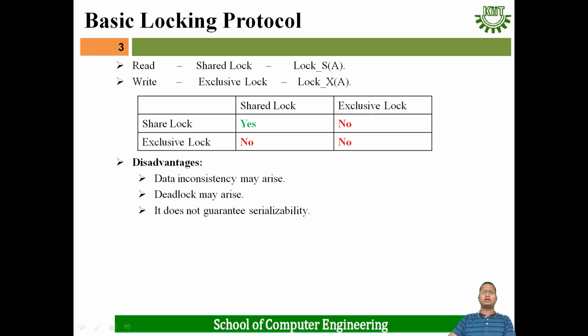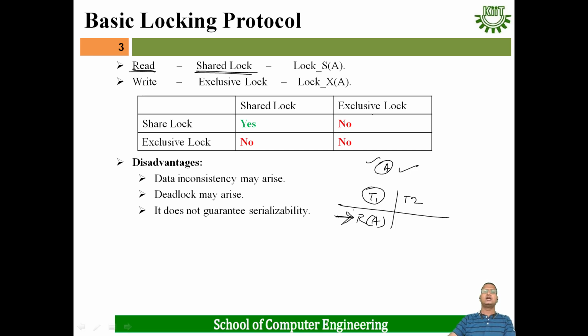In the basic locking protocol, whenever any transaction wants to do any operation on any data item, suppose a data item is A, and suppose there are two transactions, T1 and T2. Before doing any operation on data item A, the transaction has to apply a lock on A. If the transaction wants to read the data item A, then it has to apply a read lock, which is known as a shared lock.